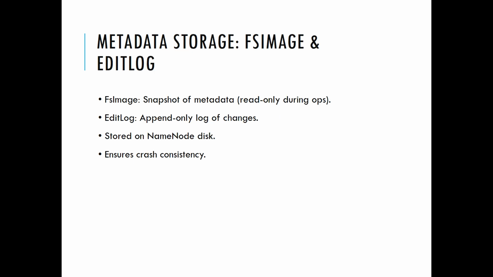HDFS uses 2 critical files for metadata storage: FsImage and EditLog. The FsImage is a complete snapshot of the file system metadata taken at a point in time. During normal operations, it is read-only. The EditLog, on the other hand, is an append-only transaction log that records every change made to the file system since the last FsImage. Both are stored in the NameNode's local disk. This combination ensures crash consistency. If the NameNode crashes, we can recover the state by loading the FsImage and then replaying the EditLog.